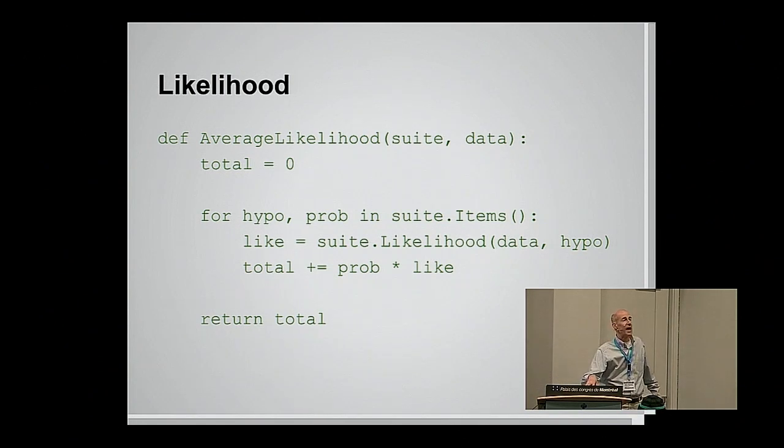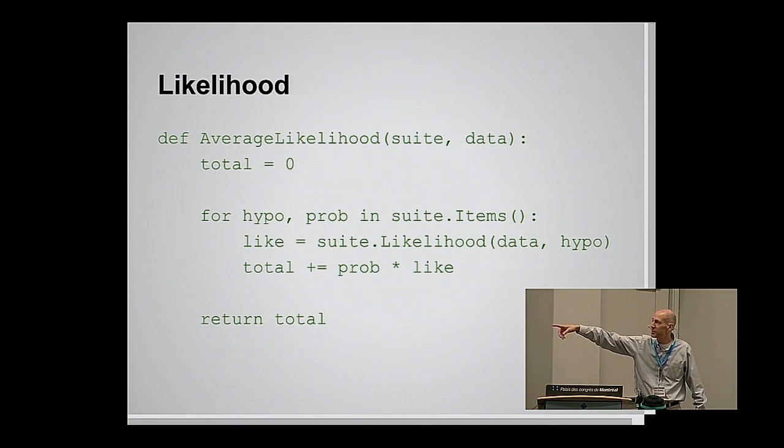So here's how I'm going to do that. This is the average likelihood function. This just says you're going to give me a suite that represents your definition of what biased means. Again, it could be a range from 50 to 70%, and you're going to give me some data. I'm going to compute the average likelihood of the data under all of the hypotheses in your suite.